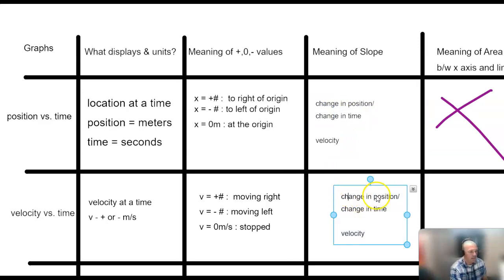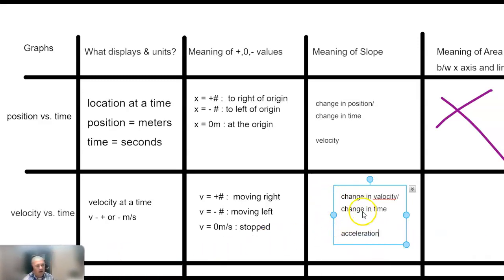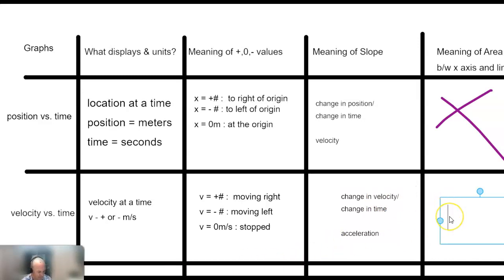Slope has another meaning here, so it is not the same as a position versus time graph. It is showing the change in velocity divided by the change in time, and this is known as the acceleration. So it's measuring how quickly you are changing your velocity, which is a big concept that we have talked about in other videos and we will talk about again later. Finally, the meaning of the area between the x-axis and the line. The area is the displacement.